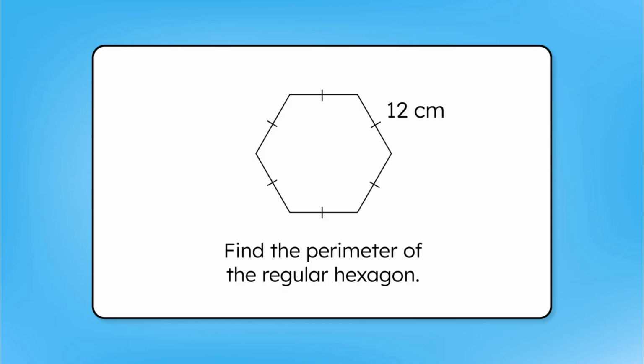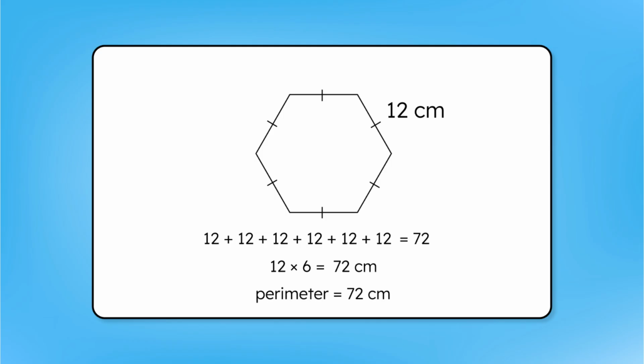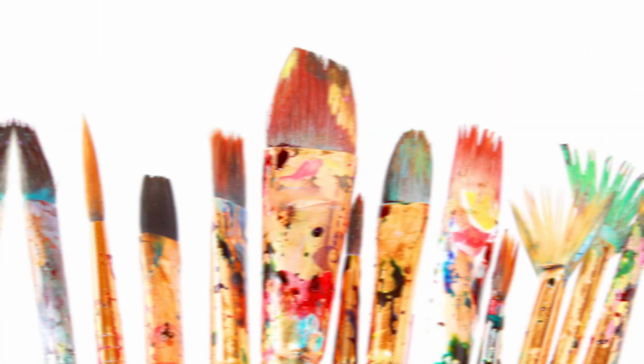Pause here to find the perimeter of this regular hexagon. Since all the sides measure 12 centimeters, adding 12 6 times is the same as multiplying 12 times 6. Using multiplication is just a quicker way to find the perimeter when all the side lengths are the same. So we get a perimeter of 72 centimeters. And this strategy works for any regular polygon with equal sides.